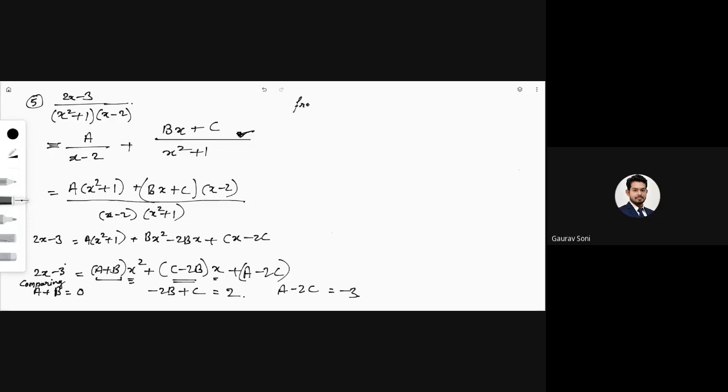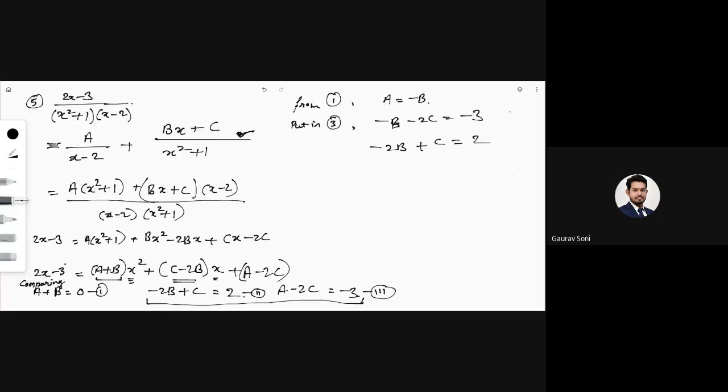So from first equation, what do we get? A is equal to minus b, and we have to put the value of a in the other two. So I'll name this 1, 2 and 3. So from 1 we have got a is equal to minus b, put in 3. So what we get? Minus b minus 2c is equal to minus 3. What is your second equation? Minus 2b plus c is equal to 2. Solve these two.